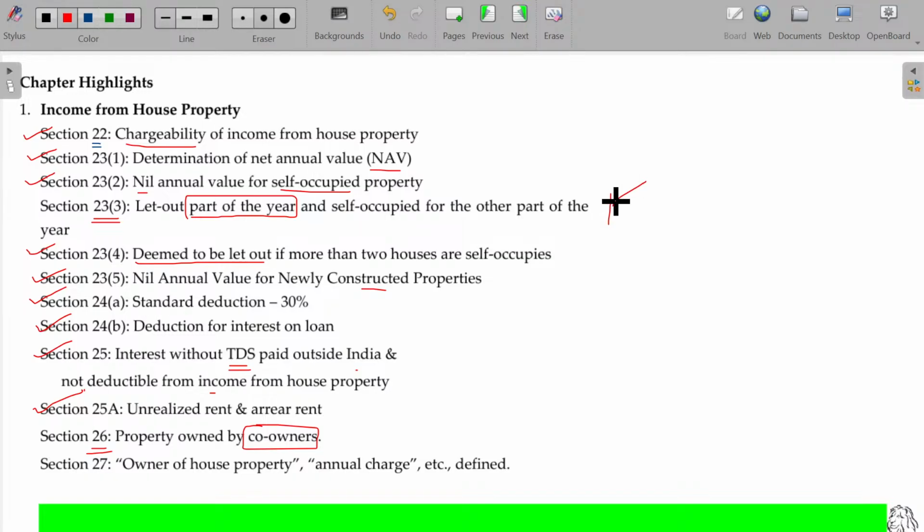In case of let out, we have what? Time wise, let out partly, area wise, and we may have time as well as area wise. Clear? So once we complete, this one will be totally over. So these are the sections 22 to 27 we need to cover under income from house property chapter. Clear?